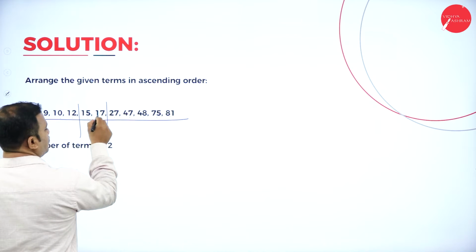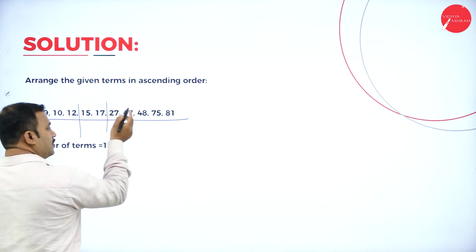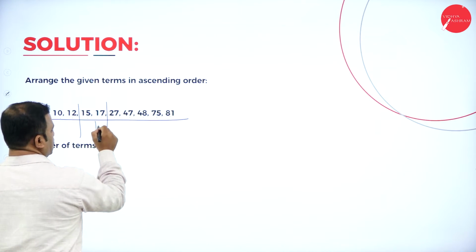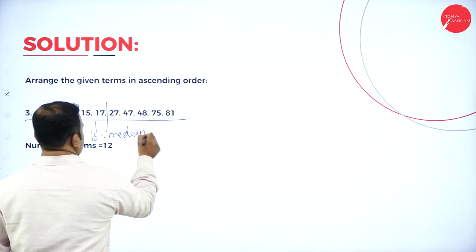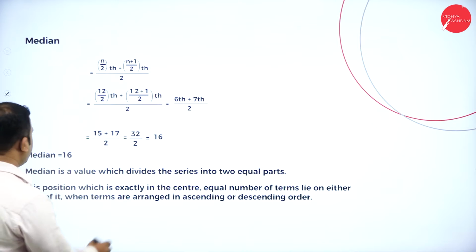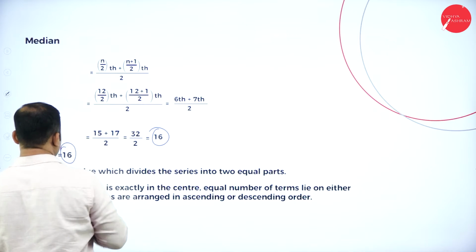We have 15 plus 17 equal to 32. 32 by 2 is equal to 16. So 16 is the value which we have here. So the median is equal to 16.